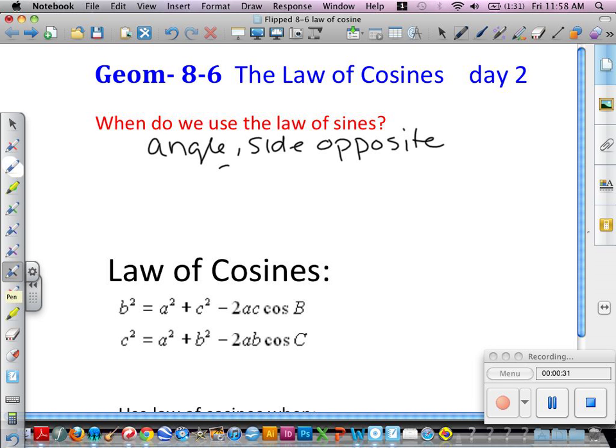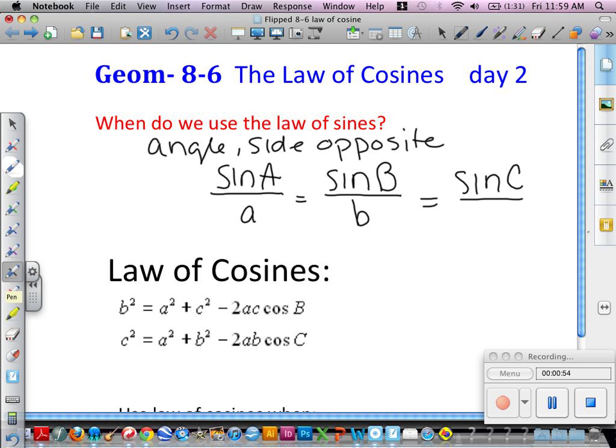The law of sines is the sine of an angle A over the side opposite of it, which we call little a, and then we set up a proportion equal to the sine of another angle, we'll call it B, over the side opposite, which would be little b. And then you have an angle C that you could use, sine of angle C over little c. So you're looking for an angle and a side opposite when you're using law of sines.